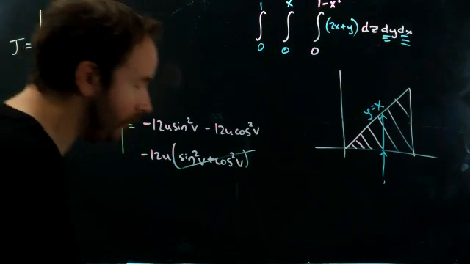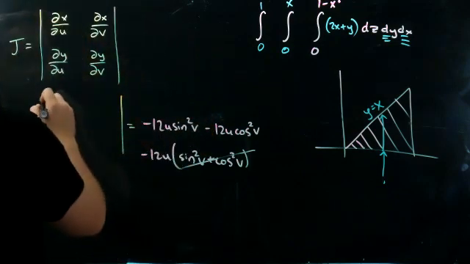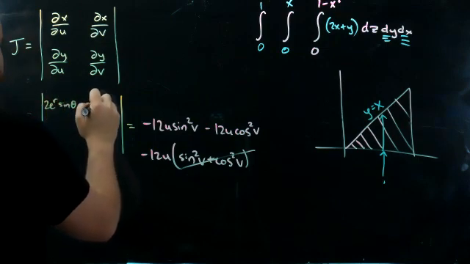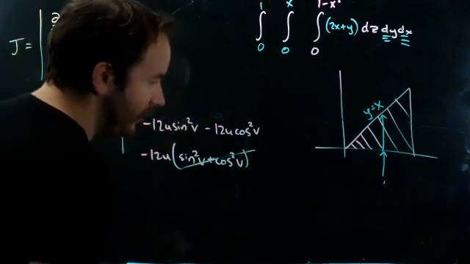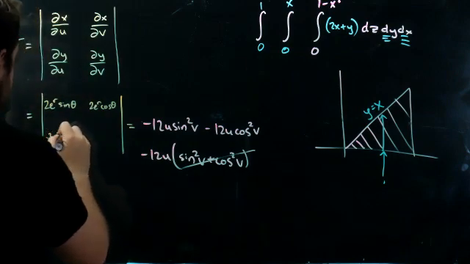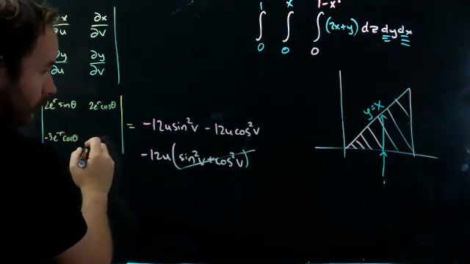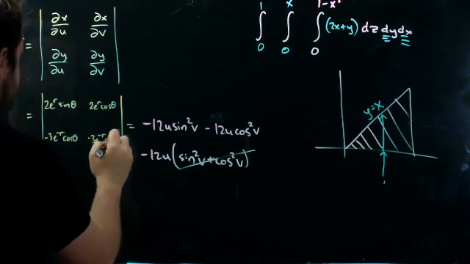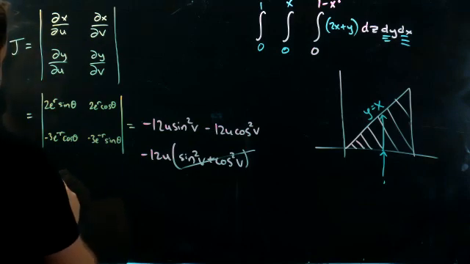What's the partial derivative of 2e^r sine theta with respect to r? 2e^r sine theta. Yep. Partial with respect to theta? 2e^r cosine theta. Good. Now the partial of the second guy with respect to r. Negative 3e^(-r) cosine theta. And with respect to theta is negative 3e^(-r) sine theta. Yep.